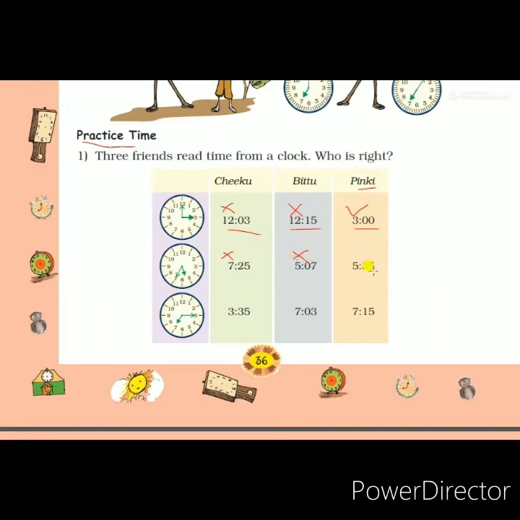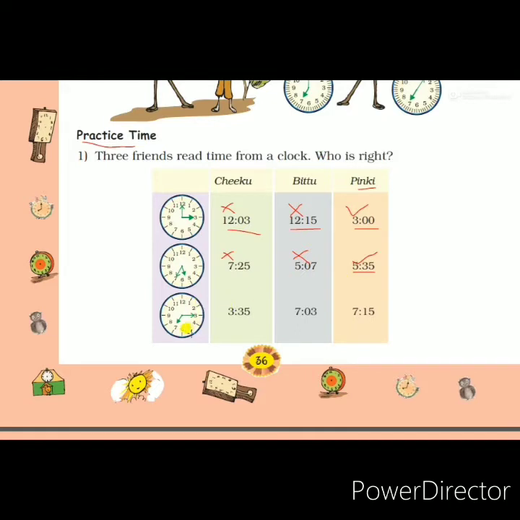Now see, Pinky said 5:35. That means more than 5 o'clock, 5 hours and more than half an hour. So 5:35 means 35; take the table of 5. 7 5s are 35. So the minute hand should be at 7 and the hour hand should be between 5 and 6. Yes, the hands are showing correctly: the hour hand is between 5 and 6 and the minute hand is on 7. So the time is 5:35. Here also Pinky's calculation is correct.